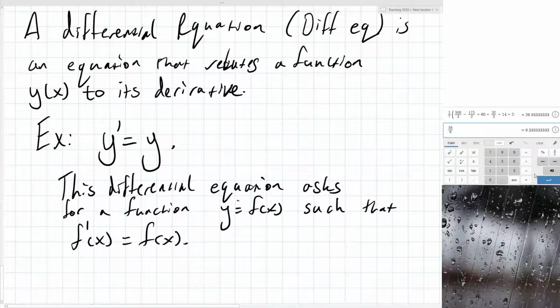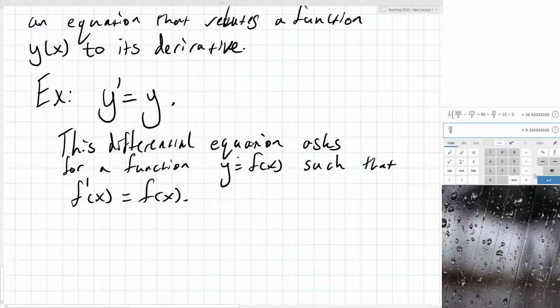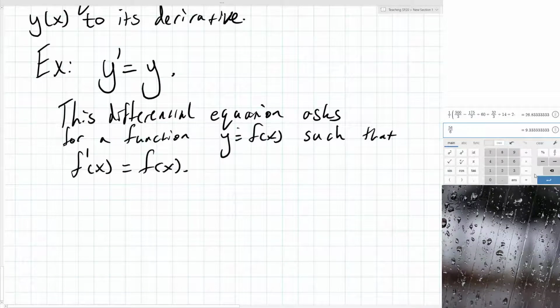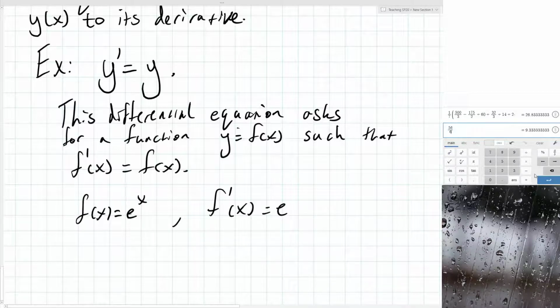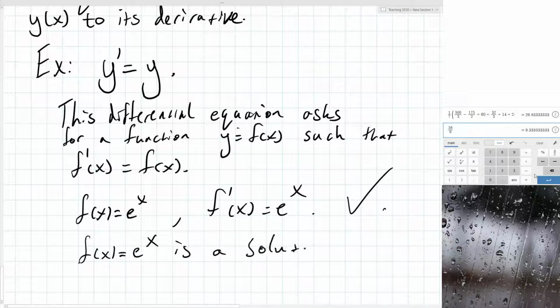Do we know any functions like that? E to the x. Yeah, e to the x is a function whose derivative is itself, and we can check that, right? If f of x equals e to the x, f prime of x is also equal to e to the x. So that one works. f of x equals e to the x is a solution to our differential equation. However, it's not the only solution. There might be other ones.